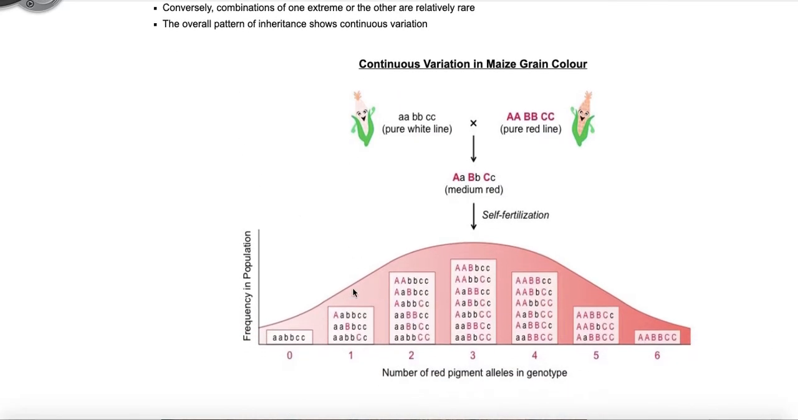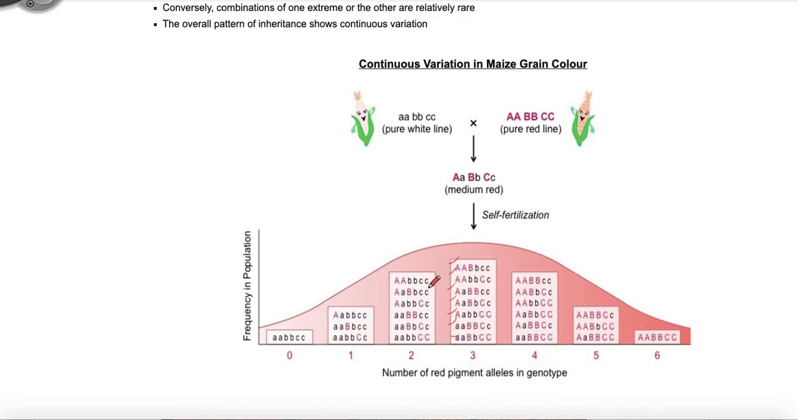So here in this bell-shaped curve expressing polygenic inheritance, you see how as you increase the number of gene loci, you increase the different possibilities of what the offspring could look like. So this is what we see in corn grain color. You can have different variations of the color depending on what genotype you have.